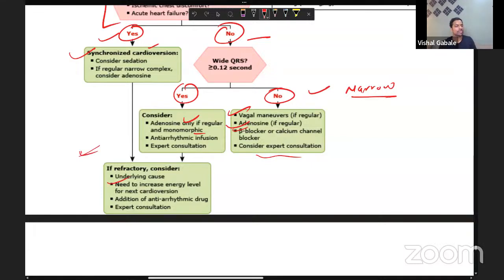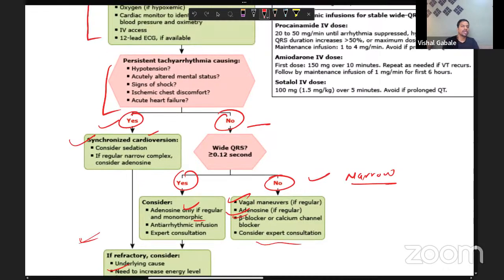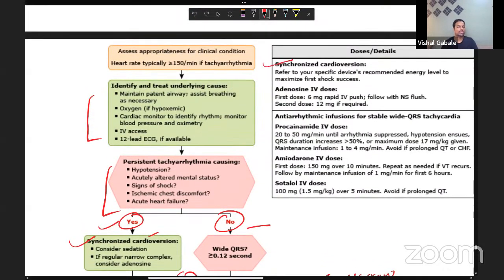There is no other thing you can do for it. Okay. Addition of antiarrhythmic drugs, expert consultation, and all these are different things. So you got the algorithm depending on what type of arrhythmia is there and what is the hemodynamic status of the patient. Okay, and what are the drugs we can use? Synchronized cardioversion, adenosine, procainamide, AVNRT, and sotalol.